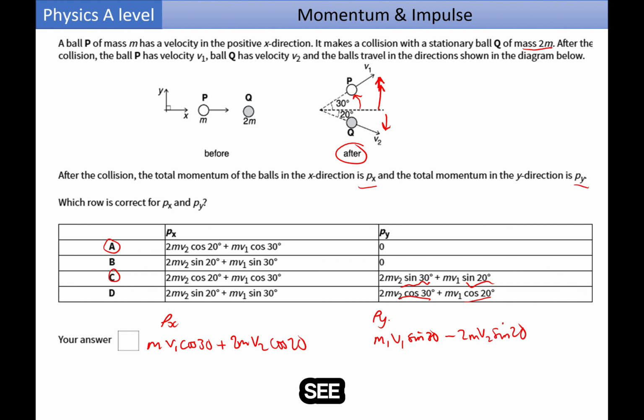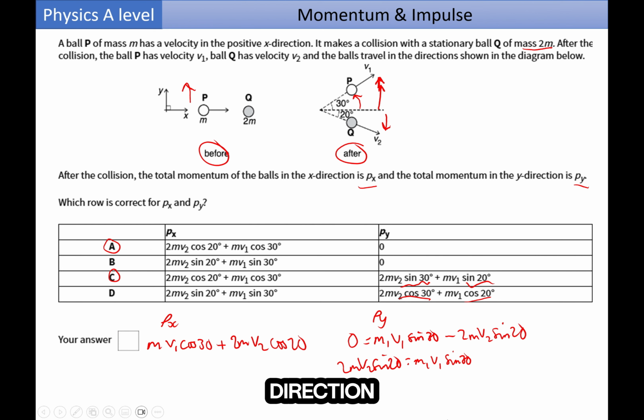So let's see. The momentum in the y direction after collision must be equal to 0, because the momentum before had no y component, and therefore the momentum before was 0. If I did 2m v2 sine 20 equal to m v1 sine 30, that should be equal to each other. So we know the total momentum in the y direction after collision is equal to 0. A looks like the best answer there.